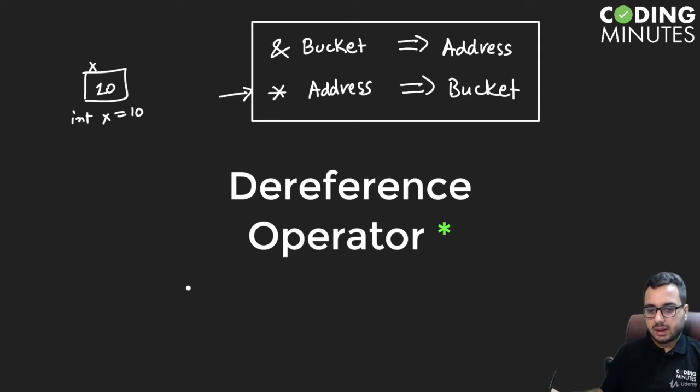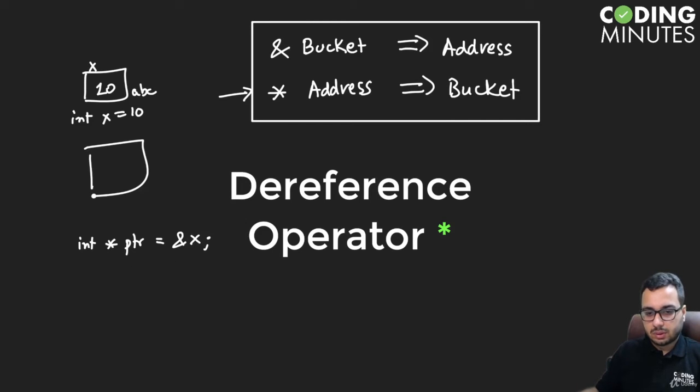Let's say I have int star ptr equals ampersand of x. That means ptr is storing the address of x. Let's say x is stored at some address abc. Then ptr will store abc. And if I print cout ptr, what am I going to get? I'm simply going to get abc as the output.